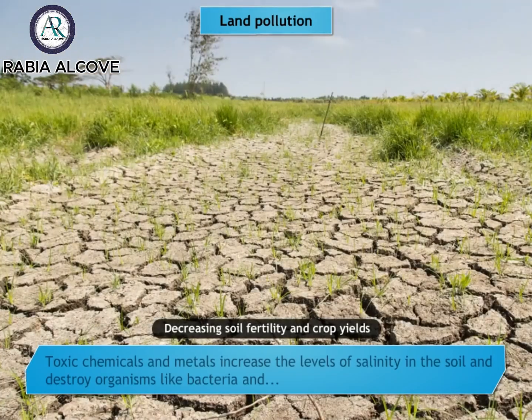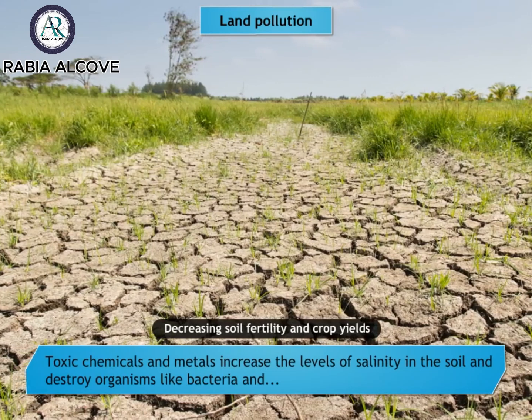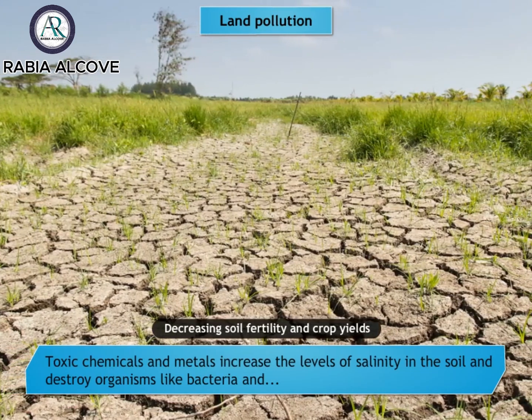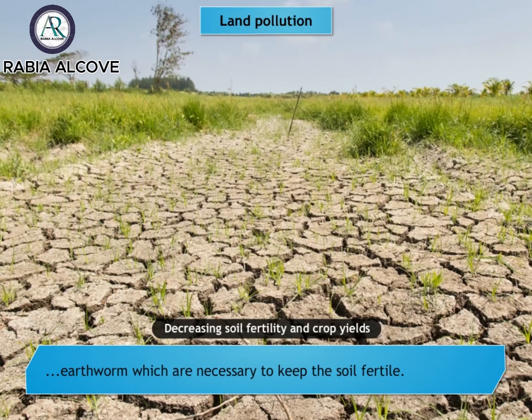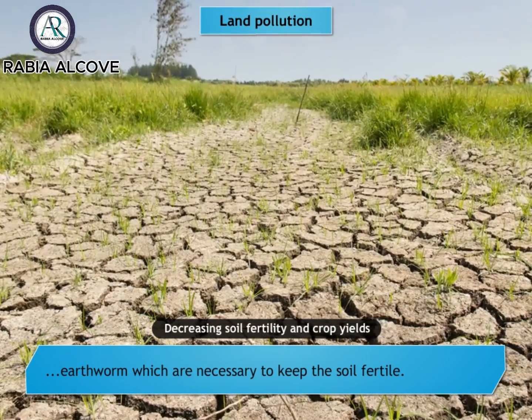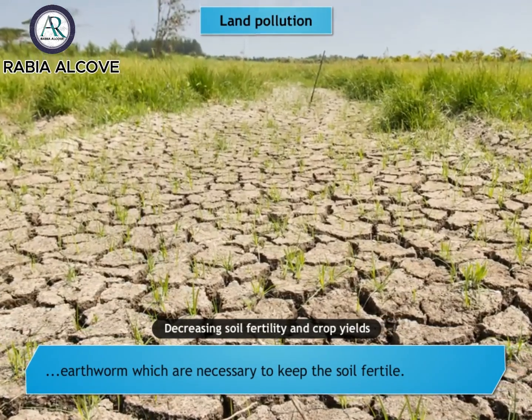Toxic chemicals and metals increase the levels of salinity in the soil and destroy organisms like bacteria and earthworms, which are necessary to keep the soil fertile. This leads to lower crop yields or to conditions in which it is impossible for plants to grow, and the land has to be abandoned.